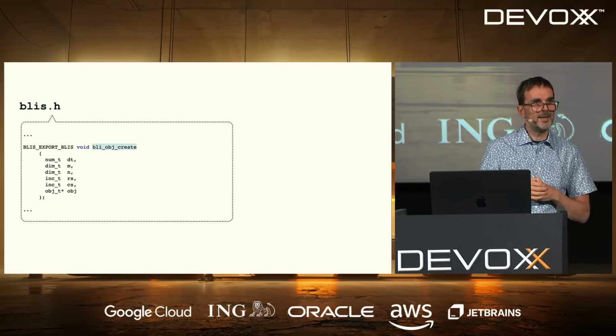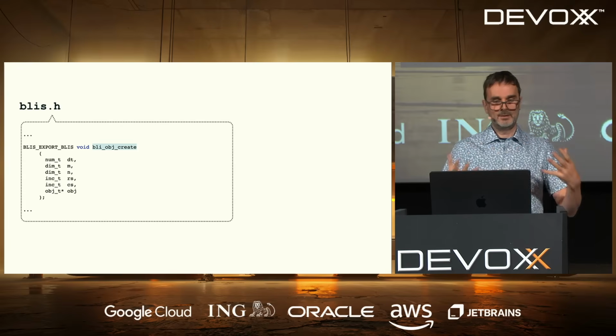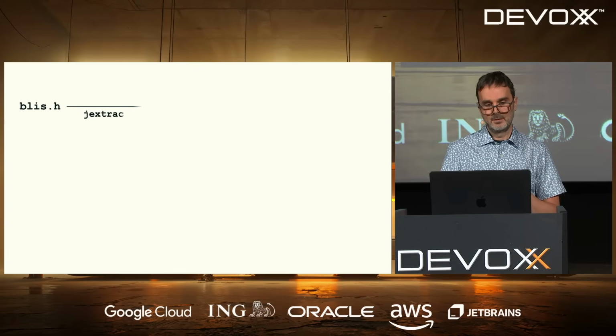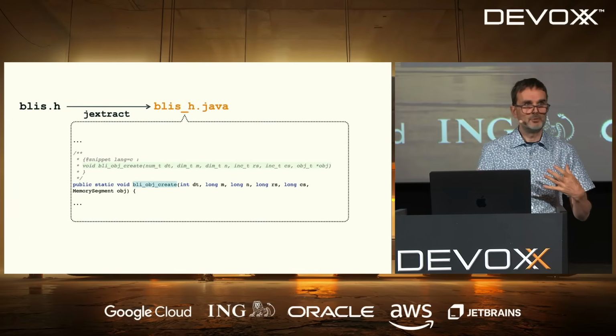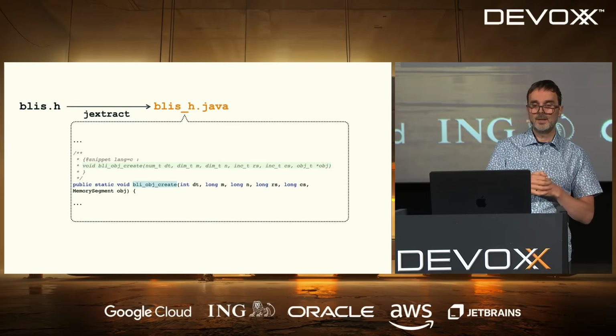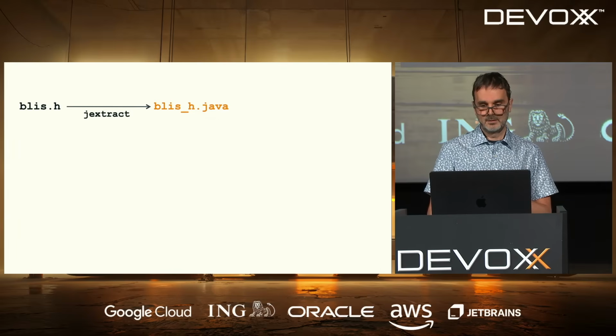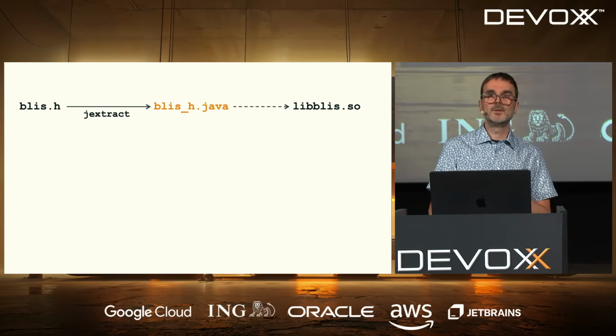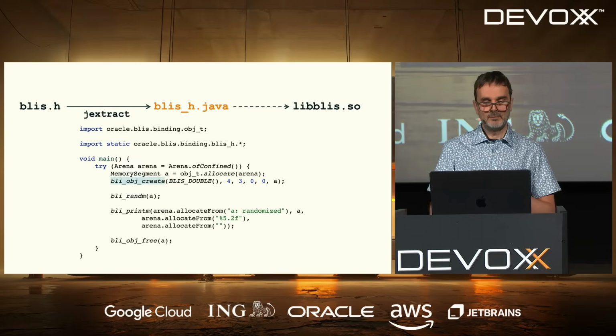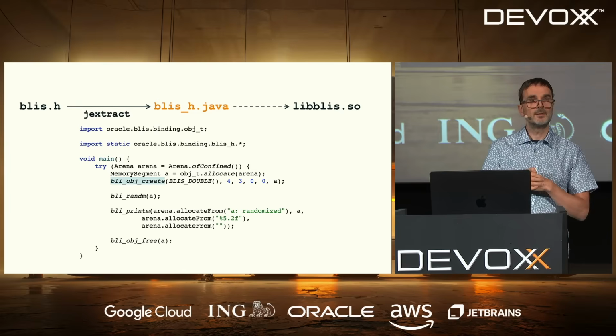So we take the BLIS header file. You see the definition of bli_obj_create. We run JExtract on it. That gives us the Java version of that method, the binding. And then we link to libblis through Java, and then we write our code directly using it.